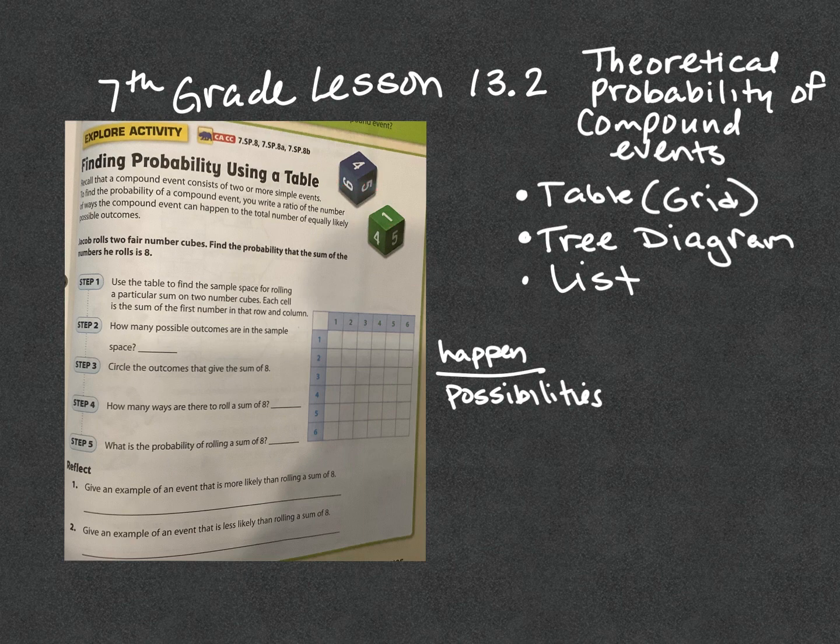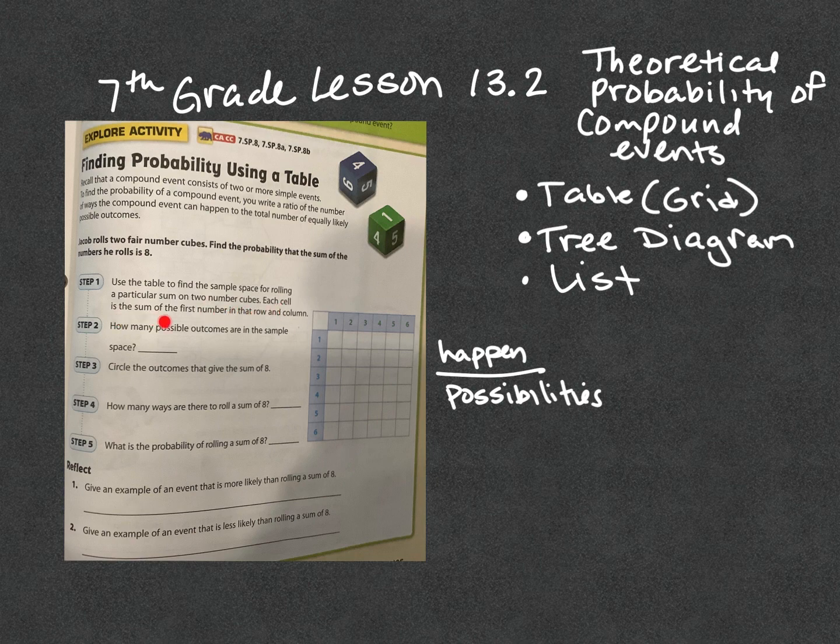Let's look at the example for using a table or a grid. We have Jacob rolling 2 fair number cubes. So the simple event would be that he's rolling 1 number cube. But in this case, he's rolling 2. That's what pushes this into a compound event. Find the probability that the sum, remember sum means the answer to an addition problem, of the numbers he rolls is 8. So their step 1 says, let's use the table to find the sample space for rolling a particular sum on 2 number cubes.